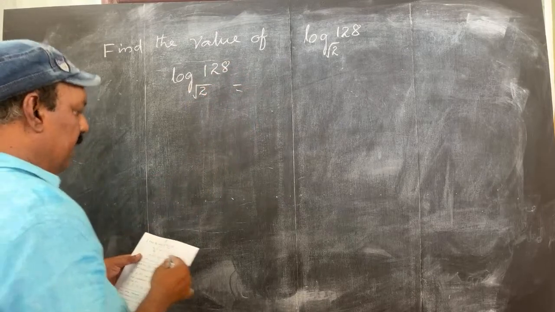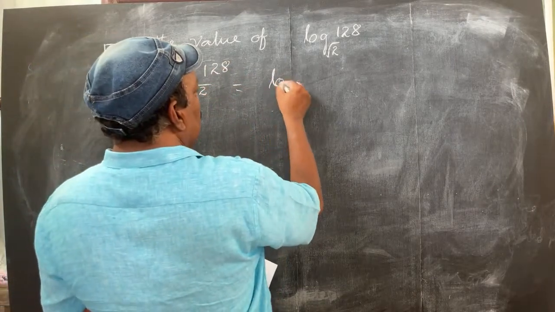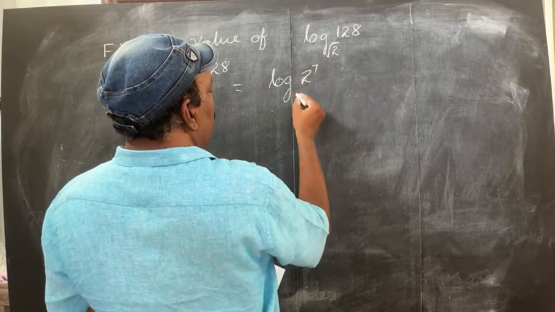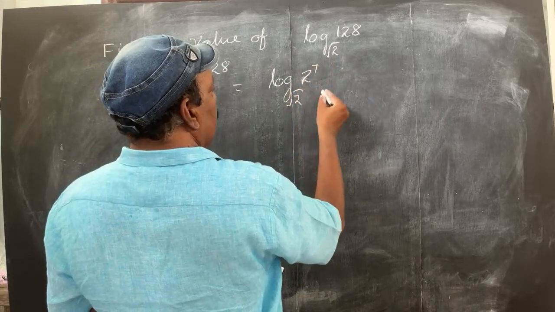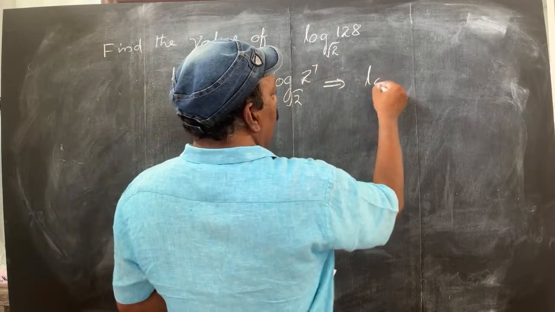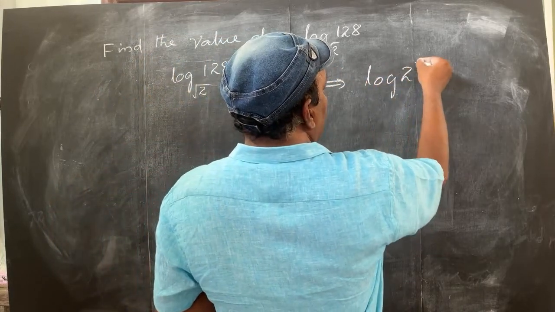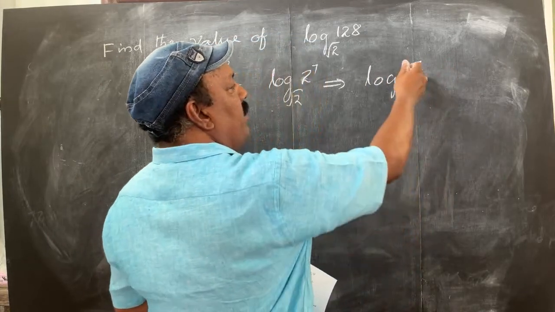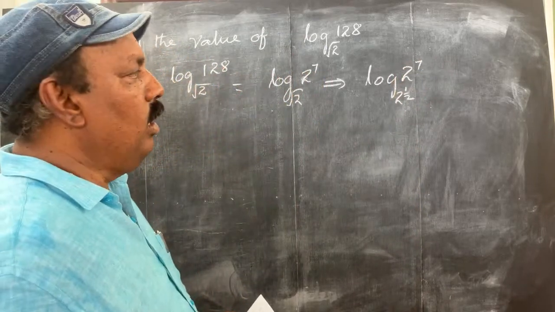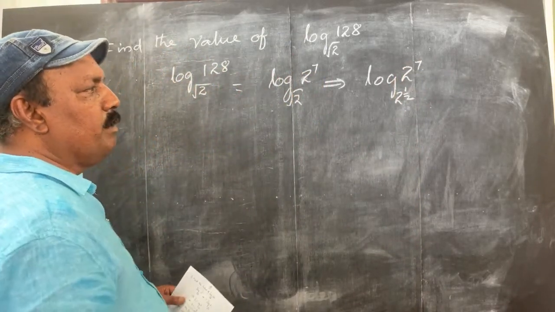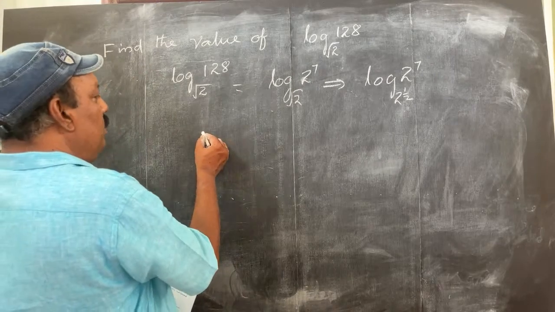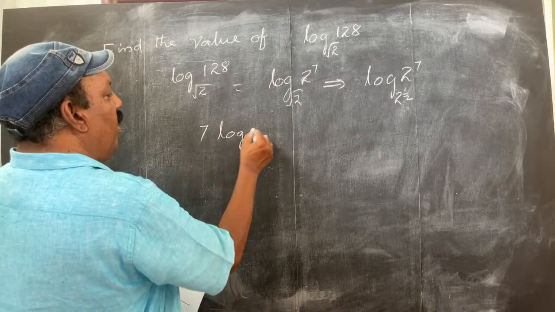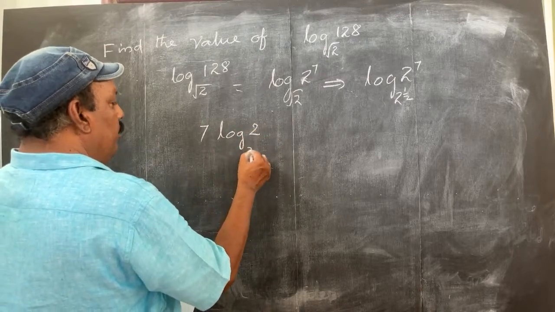How can we convert this into a base? Here, log 2 to the power of 7 base under root 2. We can convert this as log 2 to the power of 7 base 2 to the power of 1 by 2. Now the base is also having a power and the log value is also having a power. The power of the log value is 7, log 2, and base 2 to the power of 1 by 2.